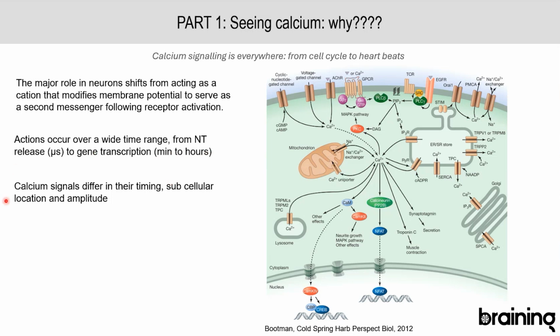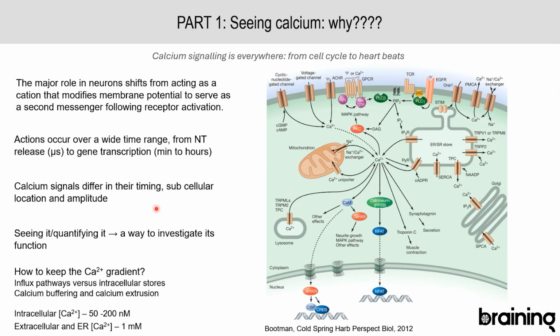It also differs in timing, since we can have different timings, different subcellular localizations, and also different amplitudes of this calcium signal and calcium levels in the cells. So it's very important to see the calcium and to quantify the calcium. So we need ways to investigate these quantities of calcium that we have inside the cells.